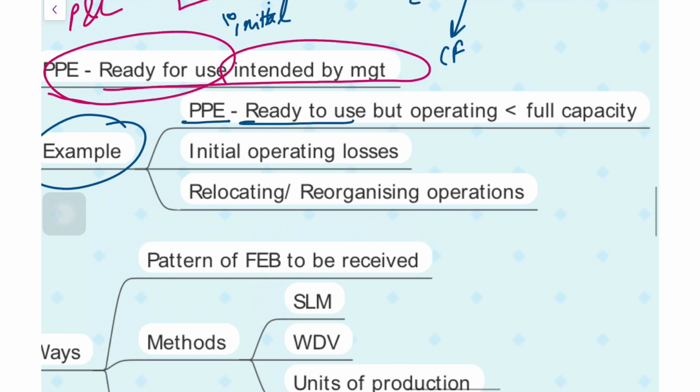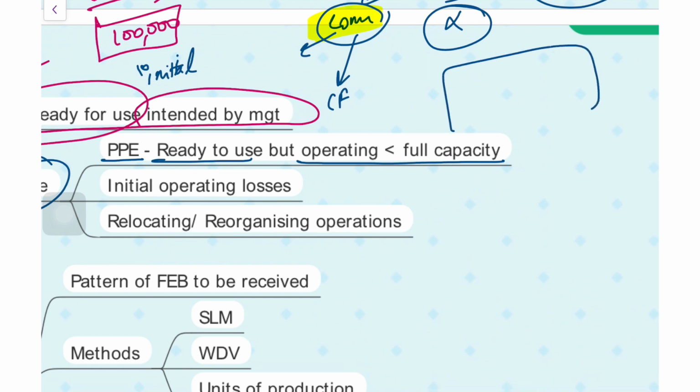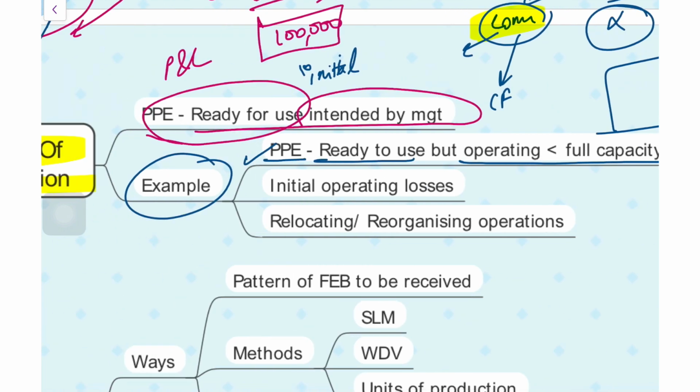The first example tells you, what if the PPE is ready to use but it is operating at less than full capacity? That means there is a plant and machinery, it's ready for use, it can produce and give you 100 units or 1000 units, but you are not yet utilizing it to its full capacity. So in such case what will happen? They are asking, since it is not being operated at full capacity, can we just assume that it is not 100% ready and we can still keep on capitalizing the cost? Here the answer is no. Once the PPE is ready to use, you must stop your capitalization. Whether it is operating at full capacity or less than full capacity, that is not a matter of concern. So once the PPE is ready for use, you must stop capitalizing the cost.